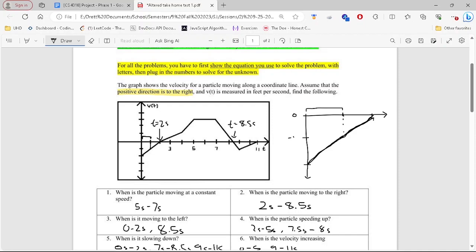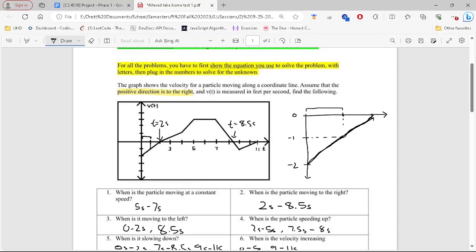0, -1, -2. If we can break this up into shapes that we can calculate easily, then we can calculate this entire area. So let's see. This right here is a square. The reason I'm breaking it up into a square and a triangle is because what kind of shape is this right here? It's a trapezoid. And I don't know about you, but I don't remember the formula for a trapezoid. So I'm going to just break it down into a square and a triangle because that's what I remember.